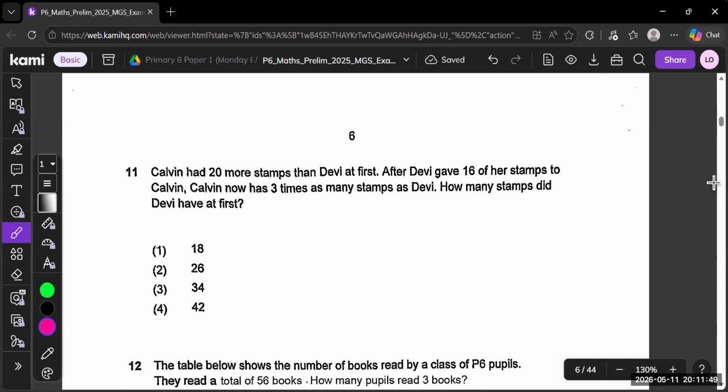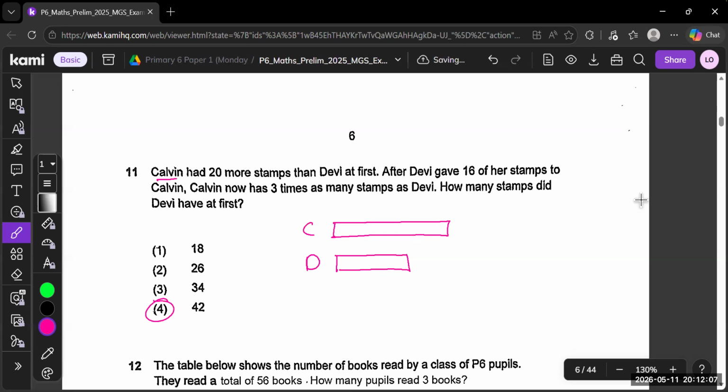If you don't draw a model, you will have to take a longer time to solve. Kelvin, what's the answer first? The answer is number 4. And this question is very common, right? Kelvin has 20 more than David. Now, why do I say common? Because in P5, we have done this question already. Exactly, it's very similar to this question.